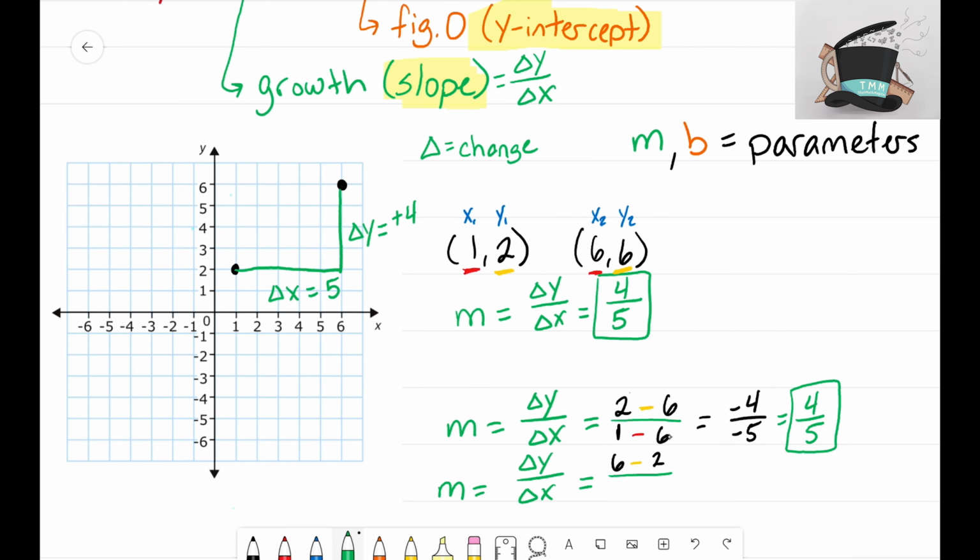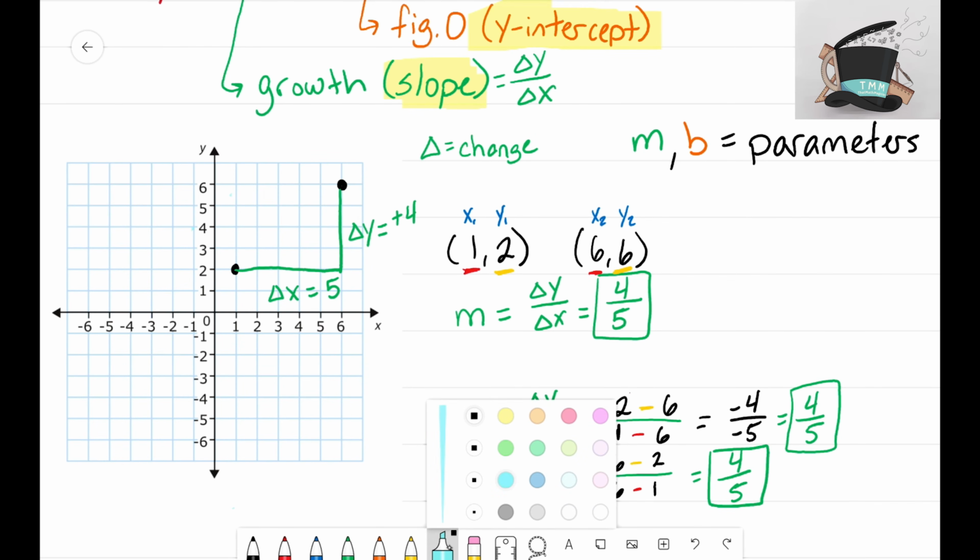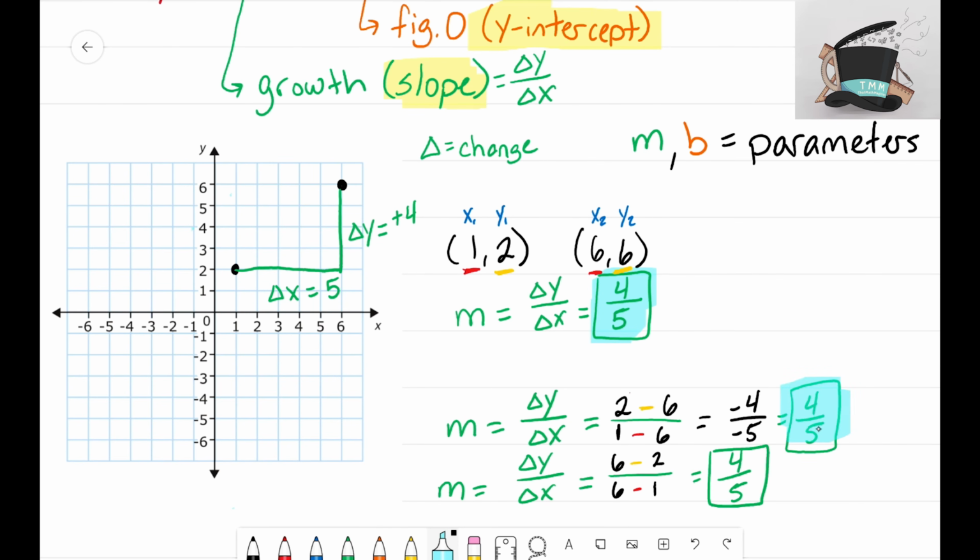Over here on the bottom, last time I did 1 minus 6. Well, this time I'm going to do 6 minus 1. Now, let's see. 6 minus 2, that gives you a value of 4. 6 minus 1, that gives you a value of 5. What do you know? Each time we did this, we ended up with the same exact slope, just using a different method. Okay, we're talking about the same 2 points. We should always end up with the same value.